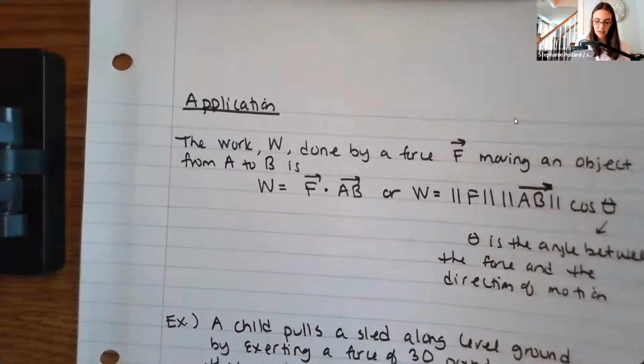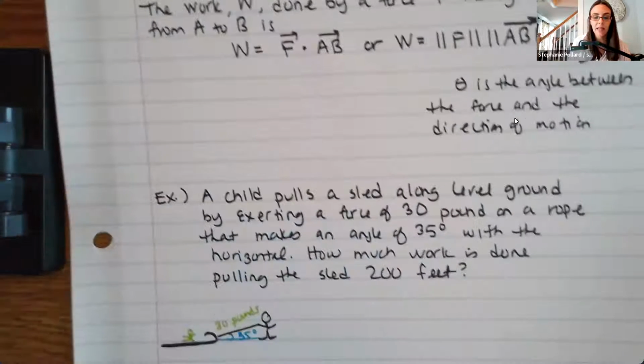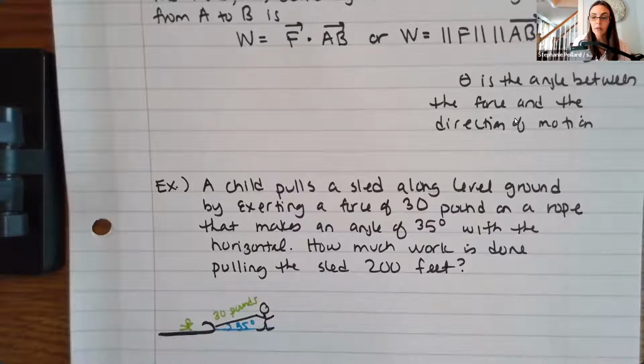So for example, let's say there is a child that is pulling a sled along level ground, so flat ground, and they're exerting a force of 30 pounds on a rope that makes an angle of 35 degrees with the horizontal. So here's my terrible picture. So here's a child, and here's their sled, just like an old-fashioned sled there. And maybe their younger sibling is on board. This is what I think of with my kids, someone pulling like the little baby along or the toddler.